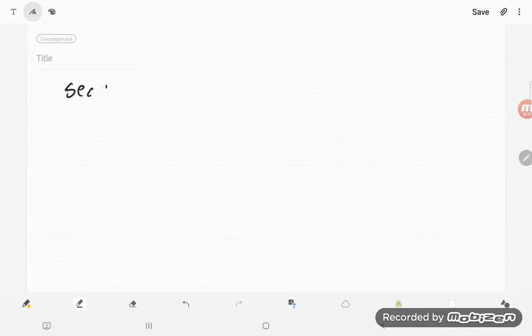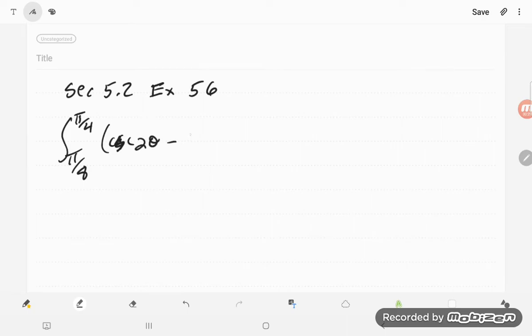Here's section 5.2, exercise 56. We're just doing a definite integral. We're going from pi over 8 to pi over 4, and we have the integral of cosecant of 2 theta minus cotangent of 2 theta d theta.